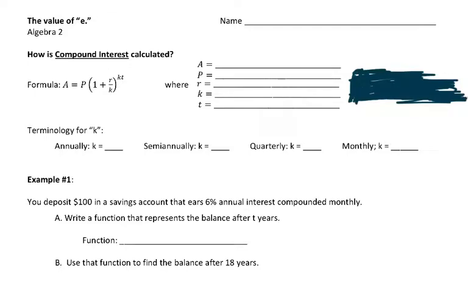Alright, so here we are with the 4-6 notes. We're talking about the value of E. So, before we get to E, we're going to talk about compound interest and how it is calculated.